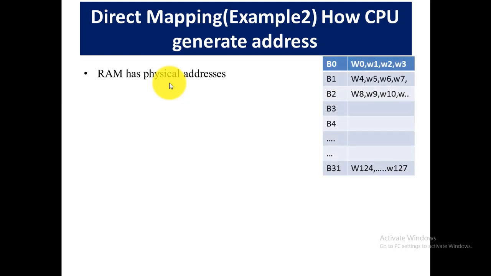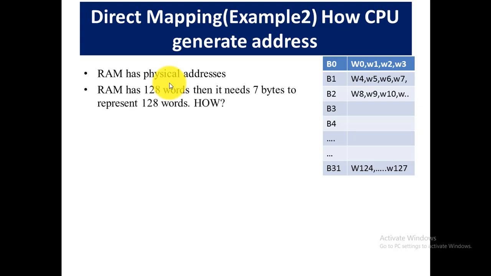This is the RAM, and here are the blocks, and inside the blocks there are words, and we assume that each block can have 4 words. In the previous example, we assumed that each block can have 2 words, but in this example, we are assuming that each block has 4 words. So suppose the question is, RAM has 128 words.